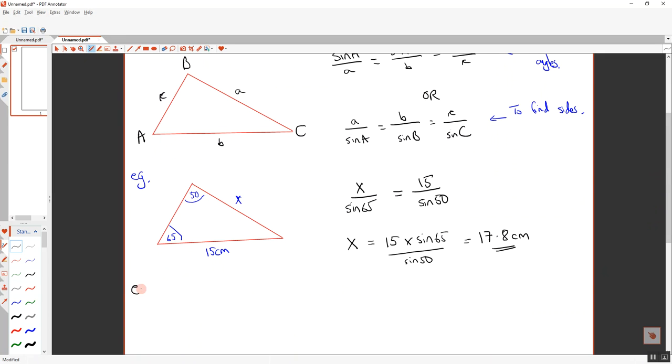I'll just do another one showing how we work out the angle. So let's say we know that this is 22 centimeters. Let's say we don't know what this angle is. Let's say that this is 14 centimeters and this is 35 degrees.